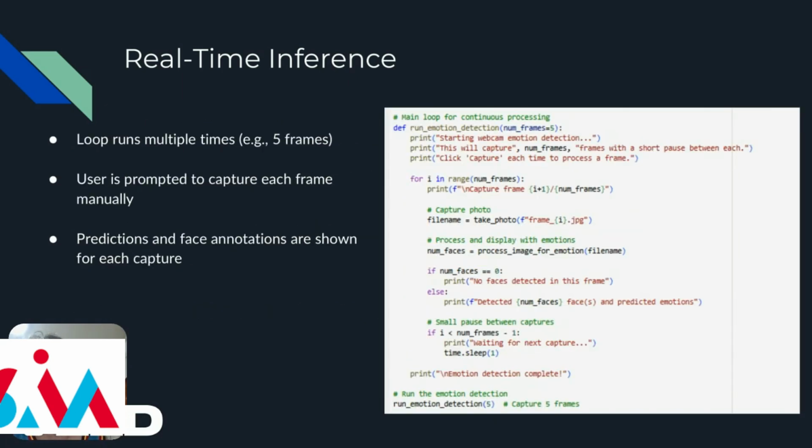We also have another function called run emotion detection, which simply acts like a loop to capture multiple images in one run. The user will be prompted to capture each frame manually, and by default, we kept the repetition to 5, to capture 5 different frames to see the results of the output.